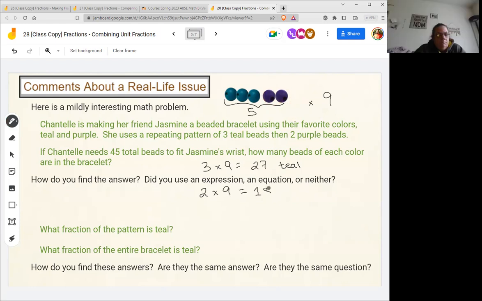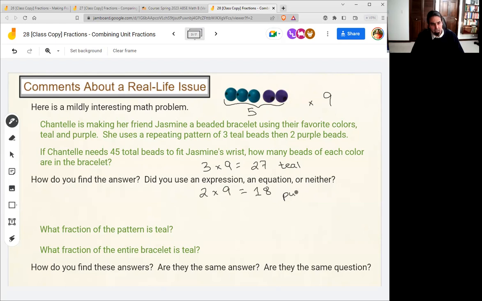So 18 of purple. Okay, what fraction of the pattern is teal? How many out of the total are teal? Tell me either number. You can tell me the teal part, or you can tell me the total part.